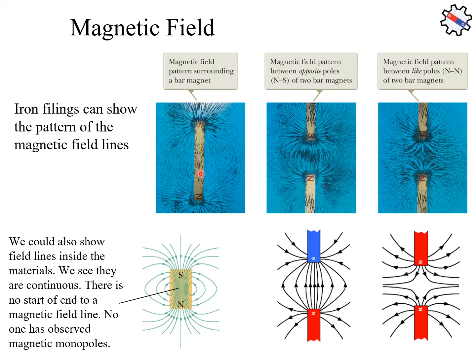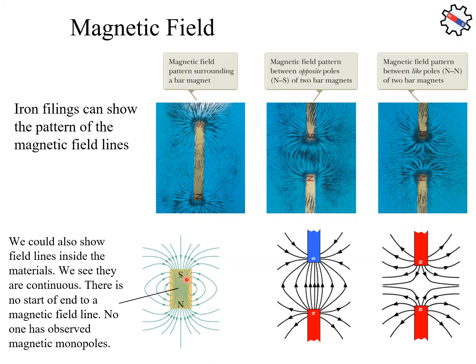If we were to do a better experiment there, we'd see that we get these field lines continuous through the material. So all the field lines here actually do go through the material. They're not just outside the material. All magnetic field lines are continuous. There's no beginning, there's no end of a field line.